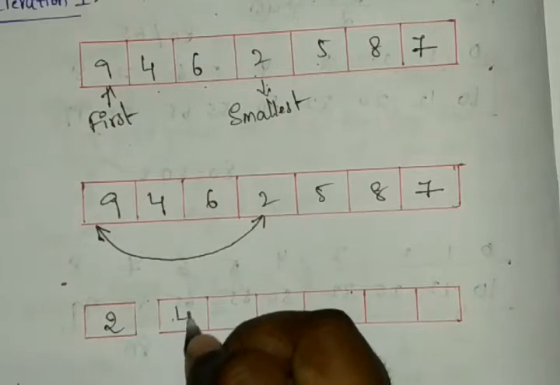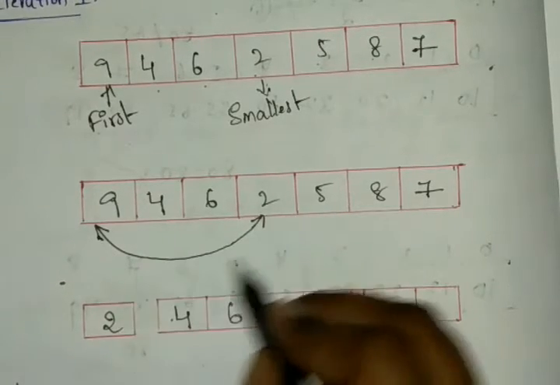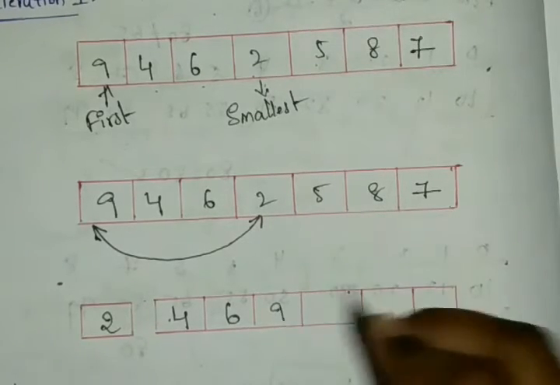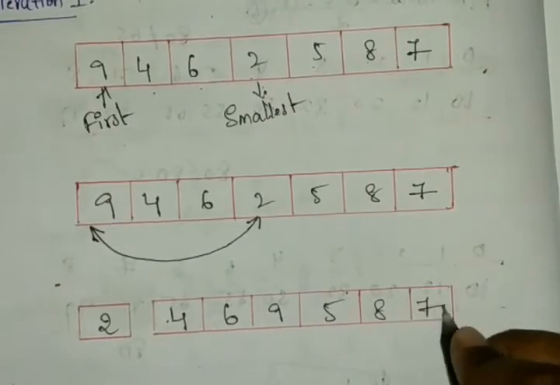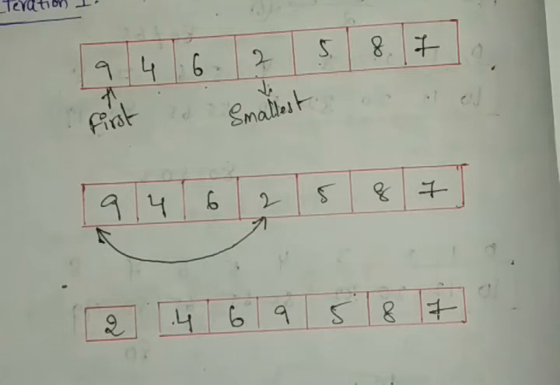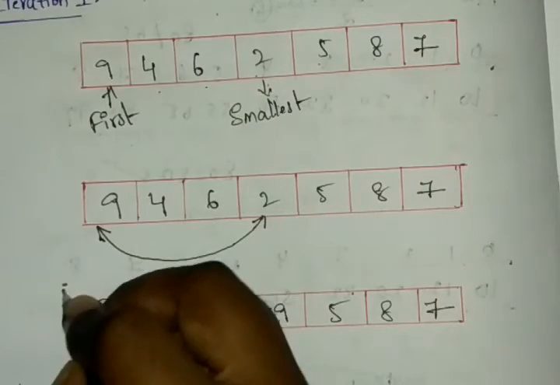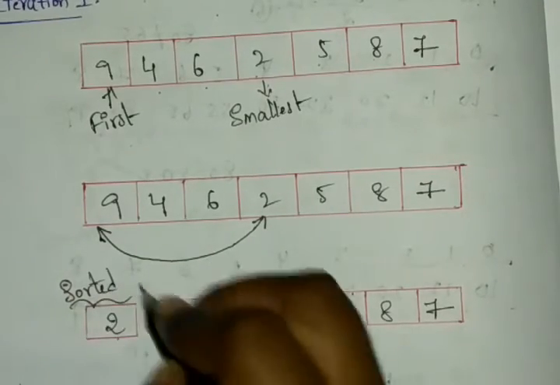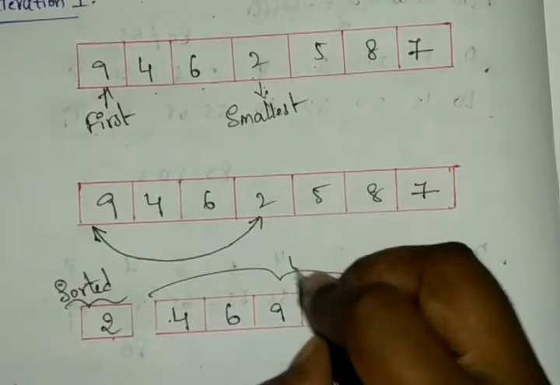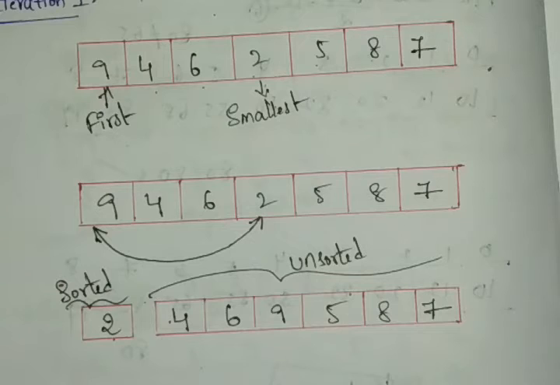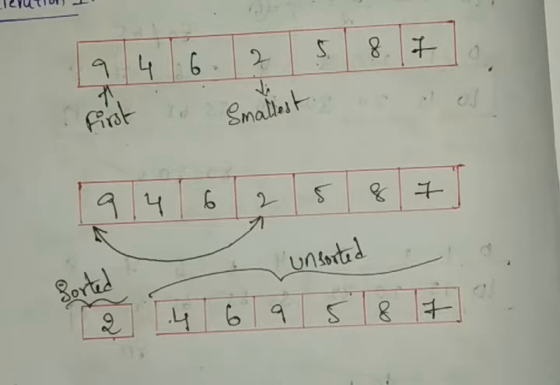And after that we have 4, 6, then 9 comes to the second position, then 9, 5, 8 and 7. Right? Now this value is sorted, so you can mark this as sorted. And these are now the unsorted elements. After processing this, you next move to the second iteration.